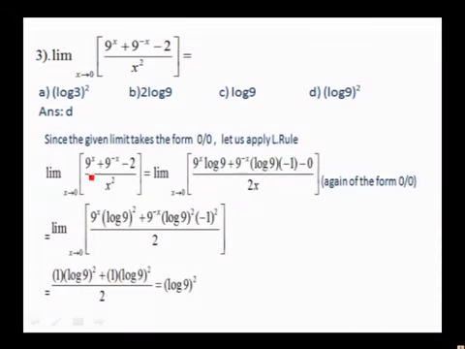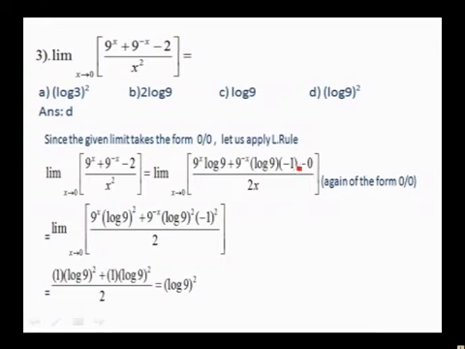You know that differential of 9 to the power of x is 9 to the power of x log 9. And 9 to the power of minus x is 9 to the power of minus x into log 9 into minus 1, and differential of 2 is 0. Differential of x square is 2x. So, if you put x equals 0, you find that it is log 9 minus log 9, that is 0 by 2 into 0, 0. Again, it takes the form 0 by 0.